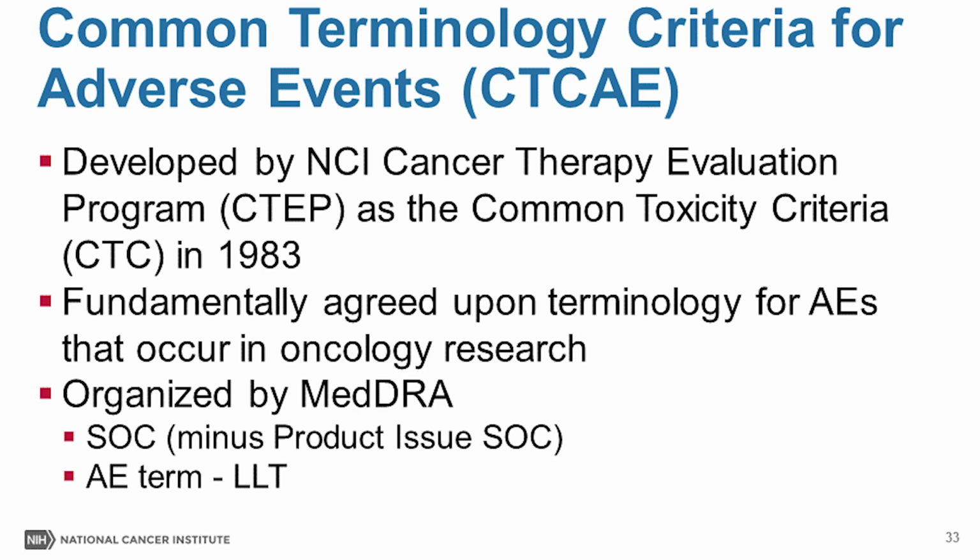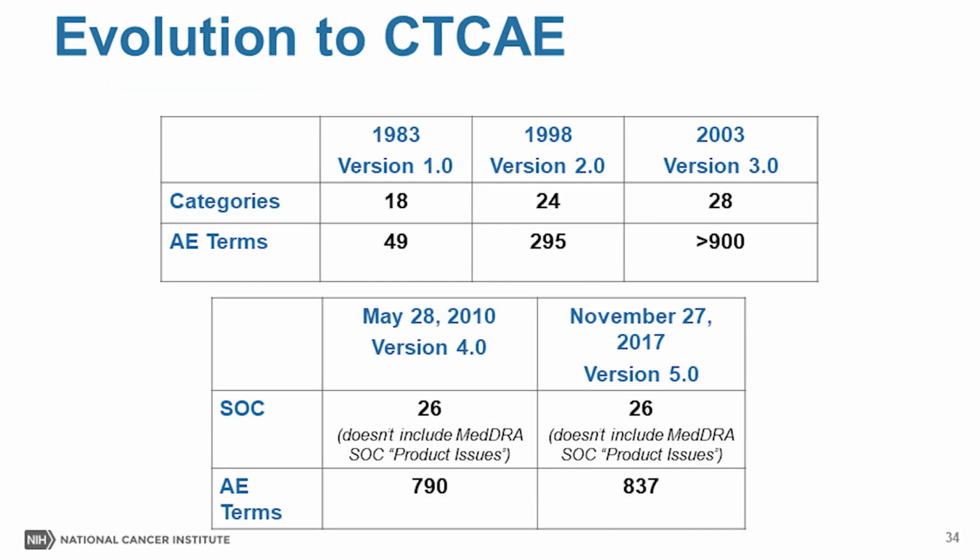These became fundamentally agreed upon terms for adverse events within oncology research, but as I mentioned, it has gone to other disciplines as well. And it's organized by MedDRA terms using the system organ class minus the product issue system organ classification. And the AE term is a lowest level term, which can be rolled up then to a preferred term.